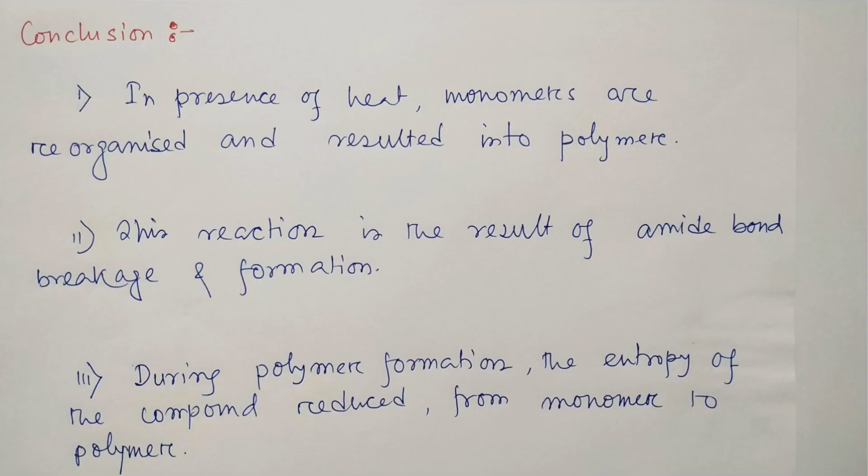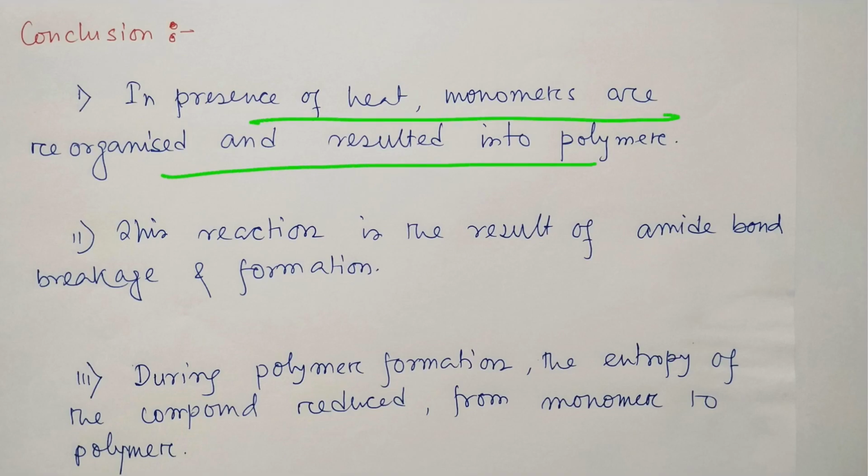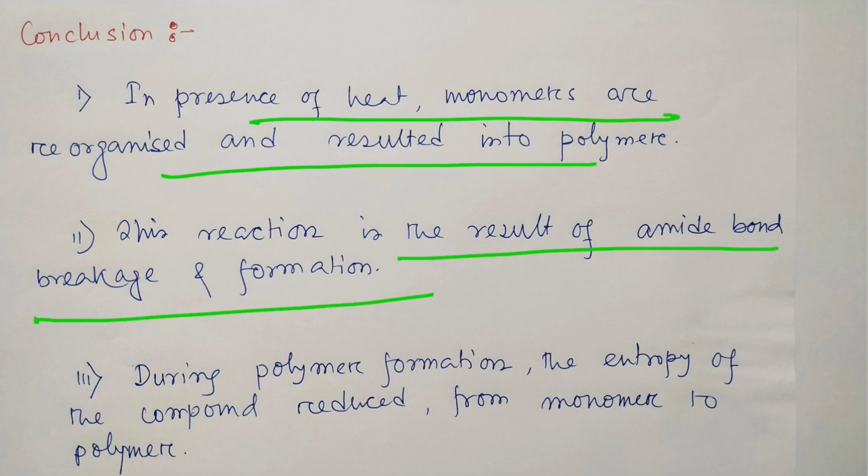In conclusion, what we have learned today: in presence of heat, monomers are organized and result in a polymer. In this case, that is caprolactam to nylon 6. This reaction is the result of an amide bond breakage and formation, from monomer to polymer. During this polymer formation, the entropy of the compound is reduced, because a monomer is a single molecule, and when many single molecules are added together in a particular fashion and produce a bigger molecule, that is called a polymer. That's why this reaction is entropically unfavorable, meaning the entropy change of the overall process is negative, but remember in this case the enthalpy is positive. That's why the reaction proceeds. So from monomer to polymer we get.